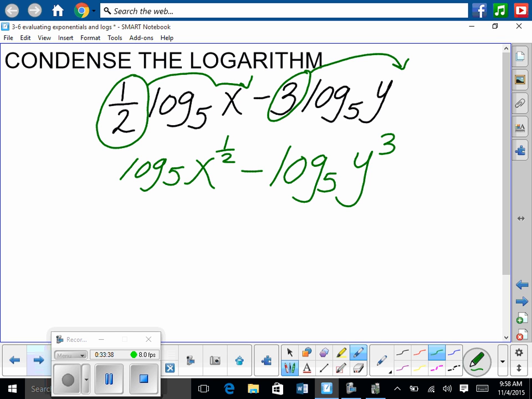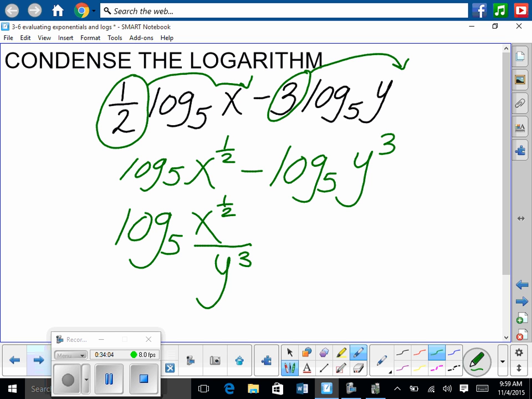First things first, always take care of those exponents. If anything's multiplied, fix it. Everybody good up to there? No questions up to there? Okay, then from there, we'll rewrite it using 1 log. Log to the base 5 of x to the 1/2, and then since we're subtracting, we're going to divide by y cubed. Does everybody understand how I did that?